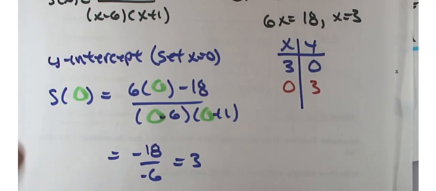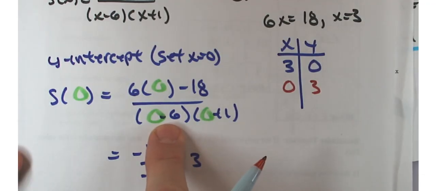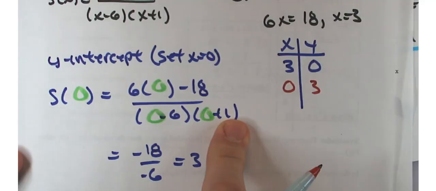Yes? What about the 1 in the denominator? Negative 6 times 1 would be negative 6.